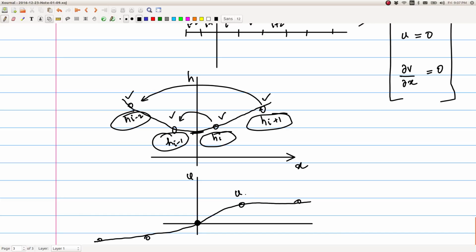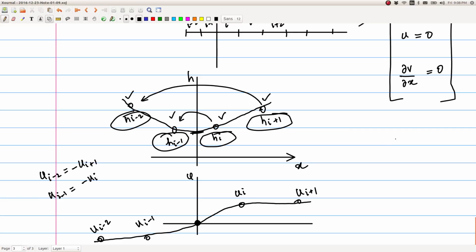In other words, ui and ui plus 1 are known, and ui minus 1 and ui minus 2 have to be calculated. To imply this boundary condition, ui minus 2 is equal to minus of ui plus 1, and ui minus 1 is equal to minus of ui. Now this is what we need to imply.